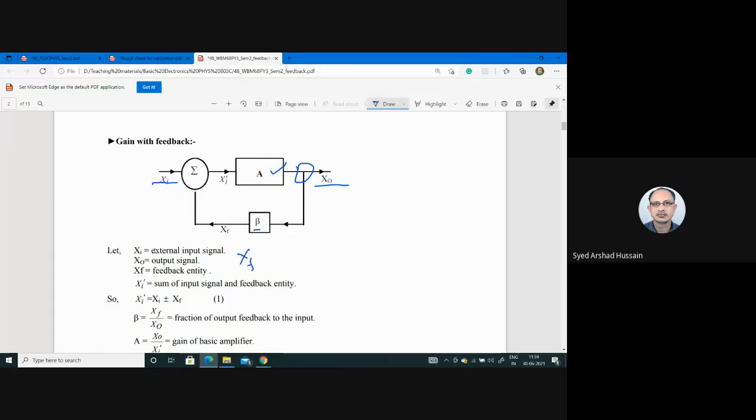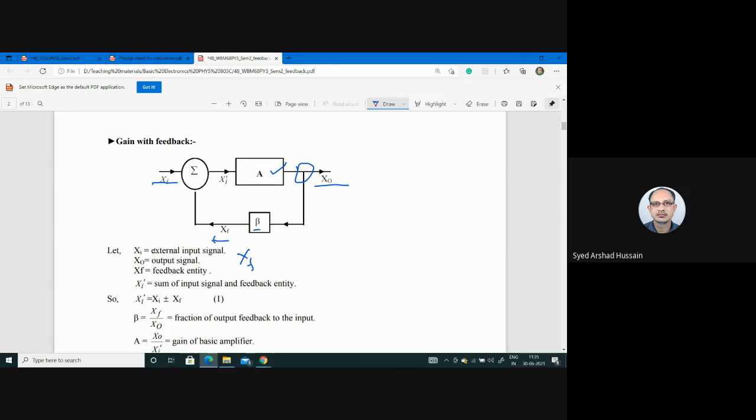XF is the feedback entity. Feedback entity means the signal fed back from output to input. Xi dash is equal to the sum of the input signal and the feedback entity. That is, input with feedback.